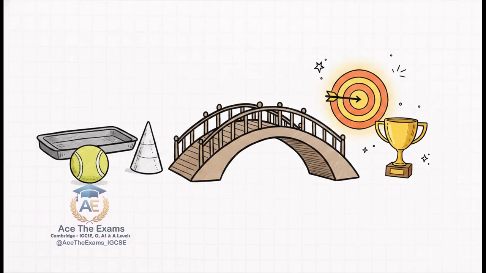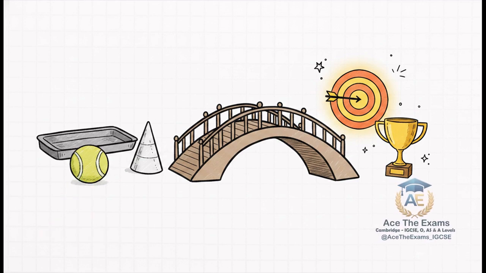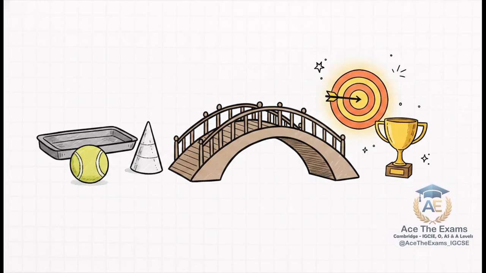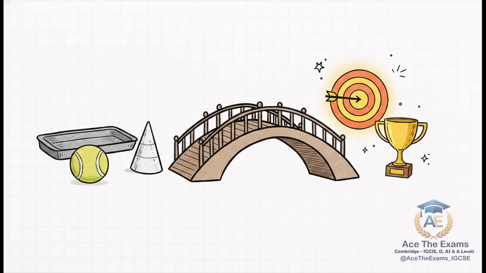Whether you're folding cardboard for tennis balls, cutting sheet metal for trays, or shaping paper into cones, mathematical modeling is the ultimate tool for optimization. It totally bridges the gap between abstract numbers and tangible physical engineering. It allows us to push boundaries and achieve absolute peak efficiency.